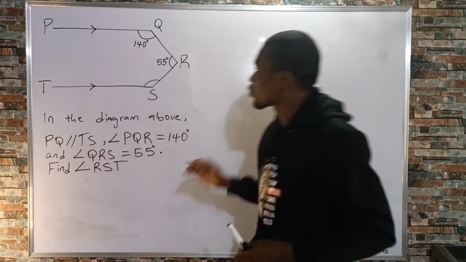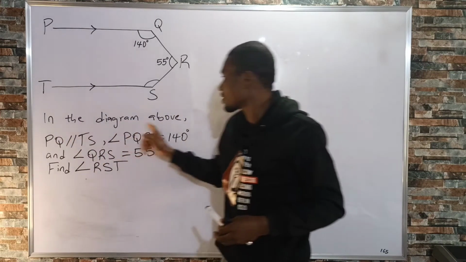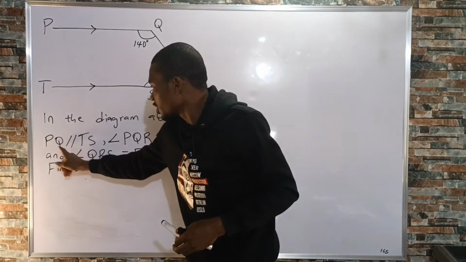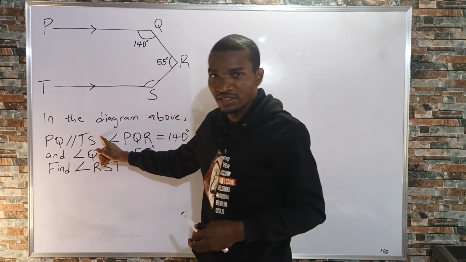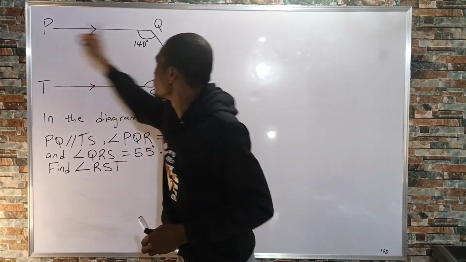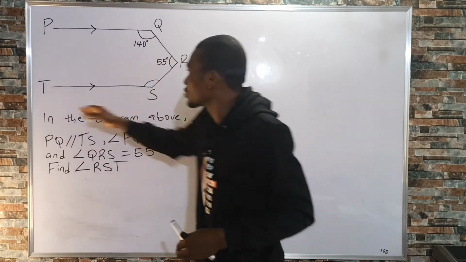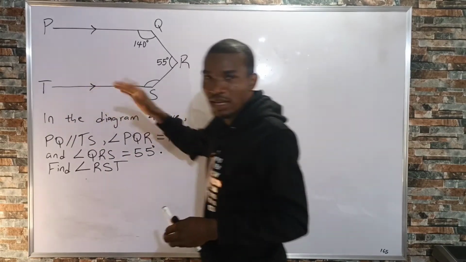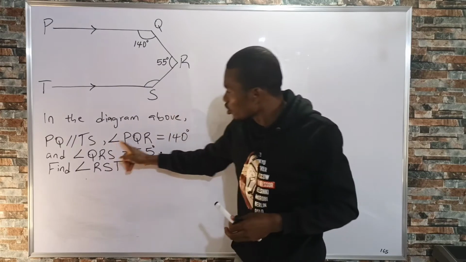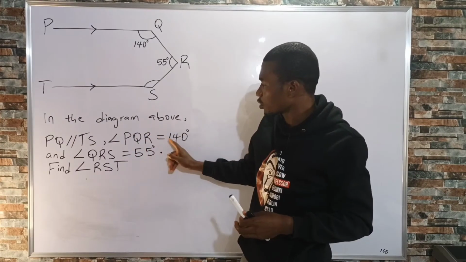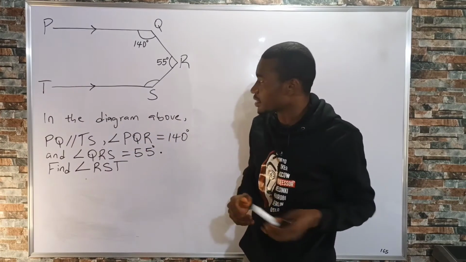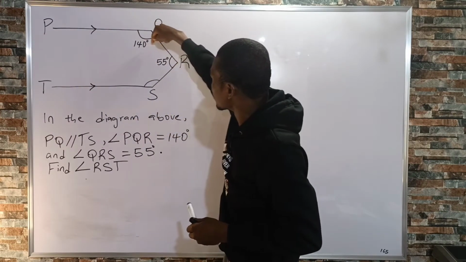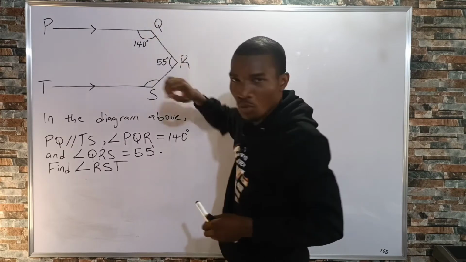On the board, we have the question that says, in the diagram above, that is this diagram, PQ is parallel to TS. So this is the line PQ, and it is parallel to TS. This arrow here shows that they are parallel. Then angle PQR is equal to 140 degrees. So this is the angle PQR, that is this angle Q.